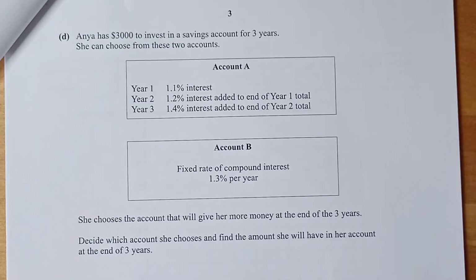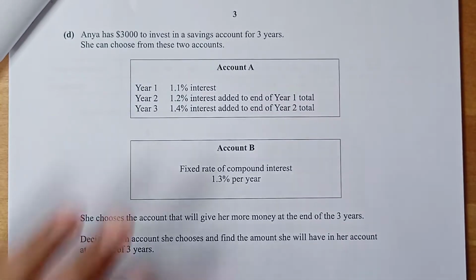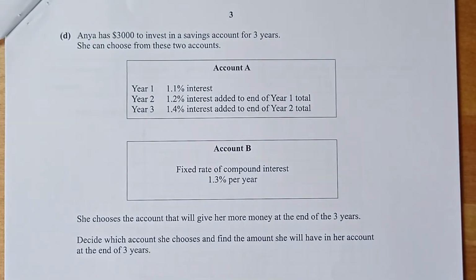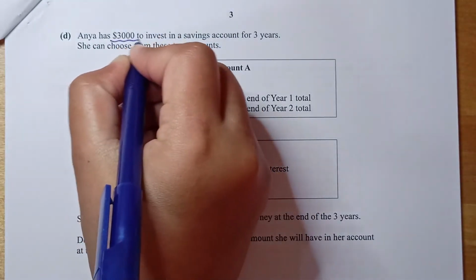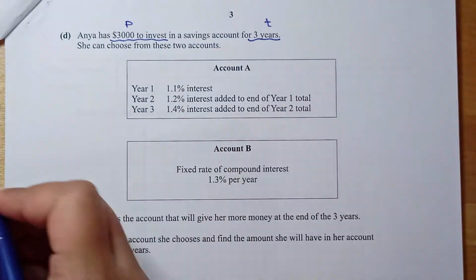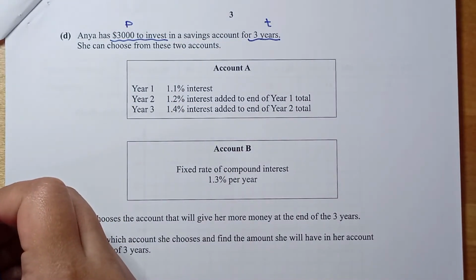Now for the D part, Anya has $3,000 to invest in a savings account for 3 years. So the investment is the P and 3 years is the time period. She can choose from these two accounts.